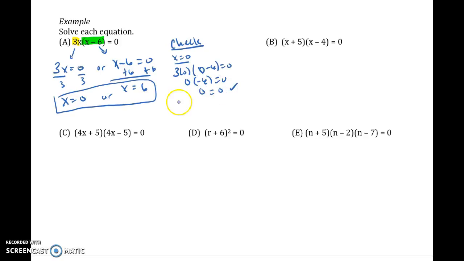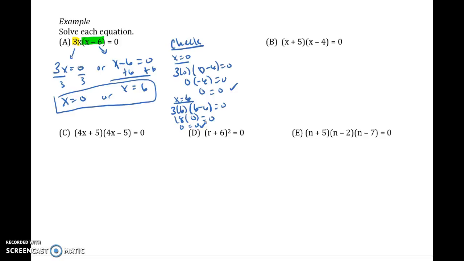And I can check the other one. So I want to check x equals 6. 3 times 6 times 6 minus 6, does that equal 0? Well, 18 times 0 definitely equals 0. So you can see why we have two possible solutions here.